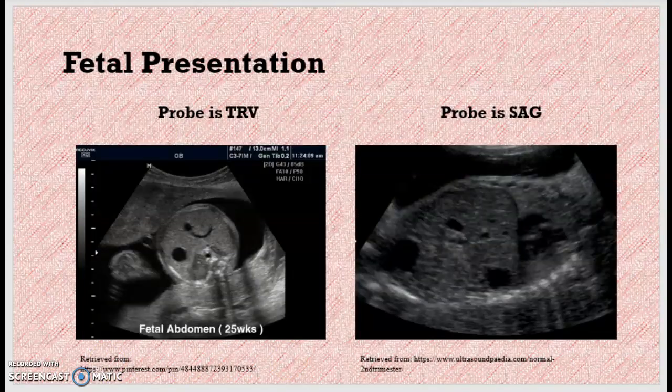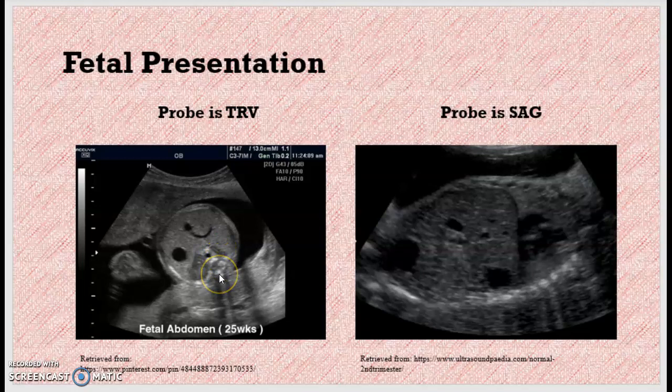All right, so here are some examples I have for fetal presentation. Here is an abdominal cut of a fetus. Here's the spine, stomach, the portal vein, and some amniotic fluid surrounding the baby. This probe we know is transverse. This image we know is a transverse cut. So since they're the same, we know that this is a long lie. We have to determine where the stomach is.